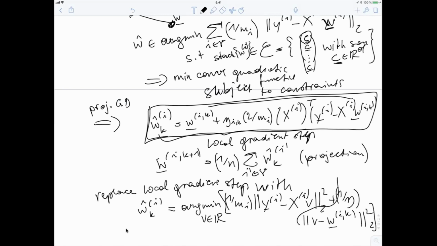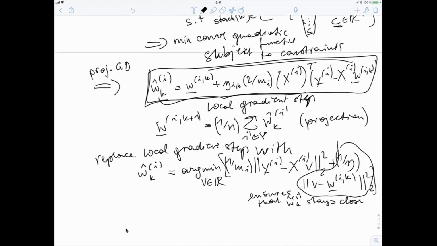So this here ensures that the update stays close. Okay.